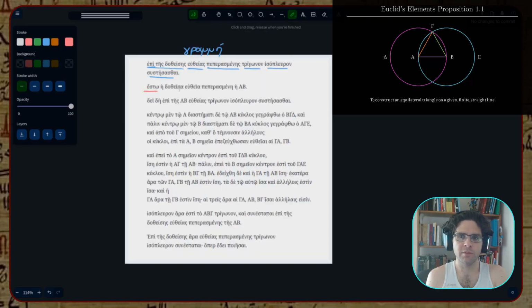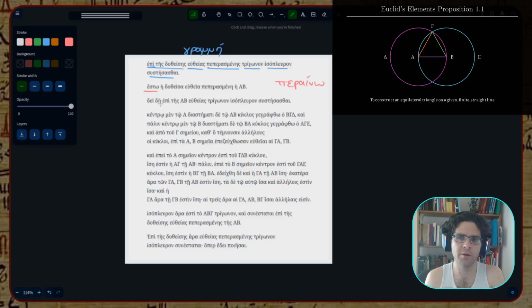So let there be the given straight finite line segment alpha beta. So here we have the third singular imperative from eimi, along with the aorist passive participle, along with the adjective, and again the perfect passive participle from perainō. So the idea here is let the given straight line that is finite be alpha beta.